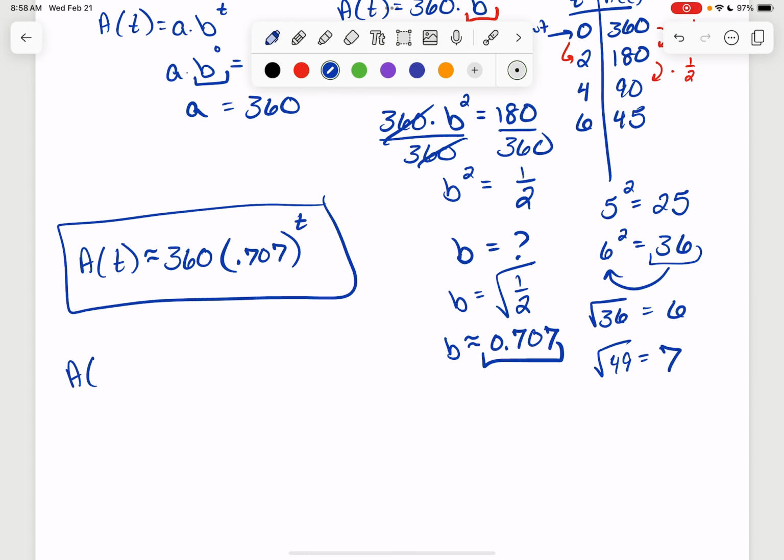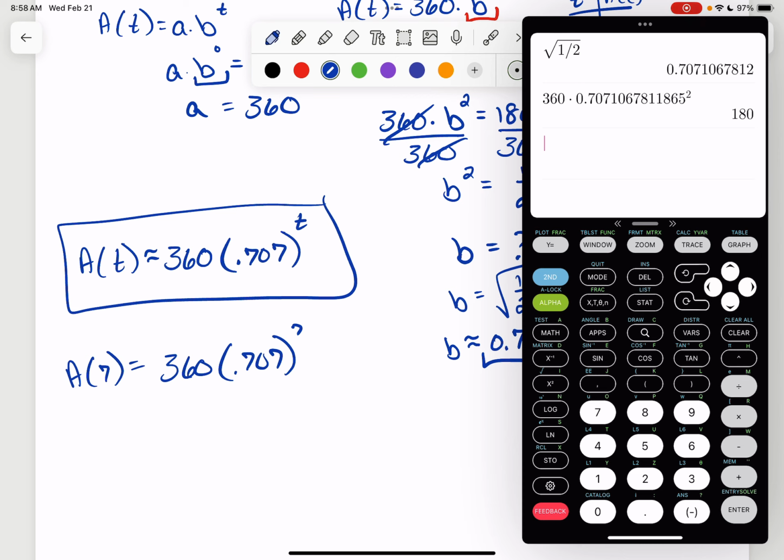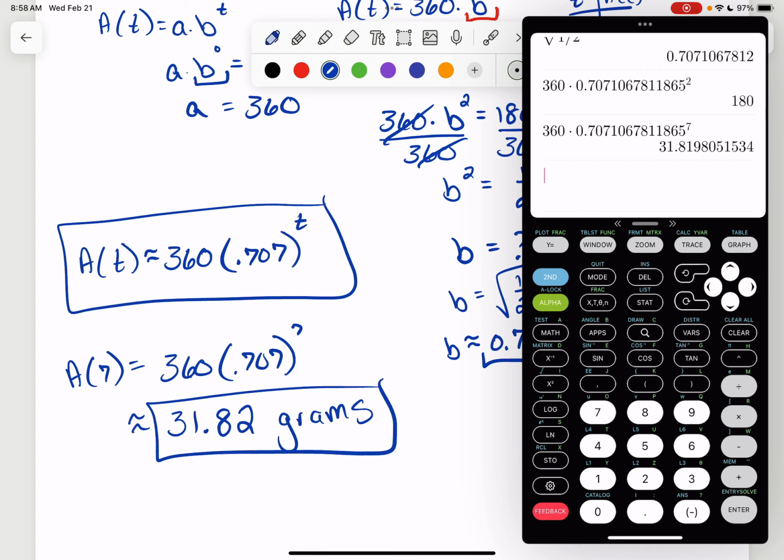Okay. So then it asks me, how much radioactive material will remain in 7 years? Well, A of 7. So I take 360 times that 0.707 to the 7th power. Now, to be the most exact, I would use that exact. So I'm going to go up and grab that, hit enter. Now I'm just going to go to the 7th power, and I would have approximately 31.82 grams. So after 7 years, this is how many grams will be remaining.